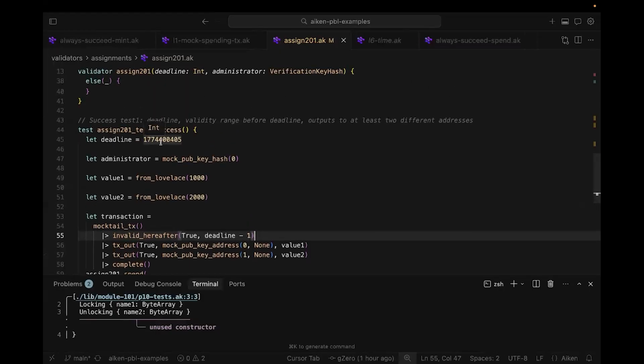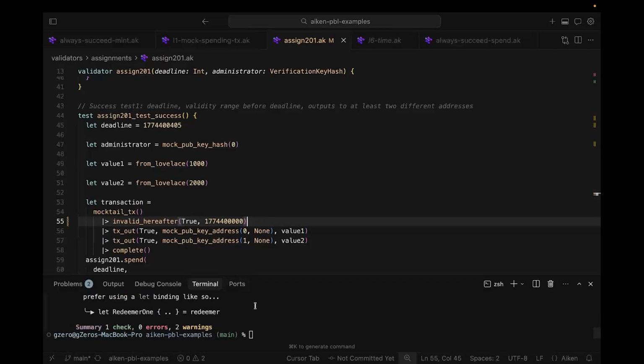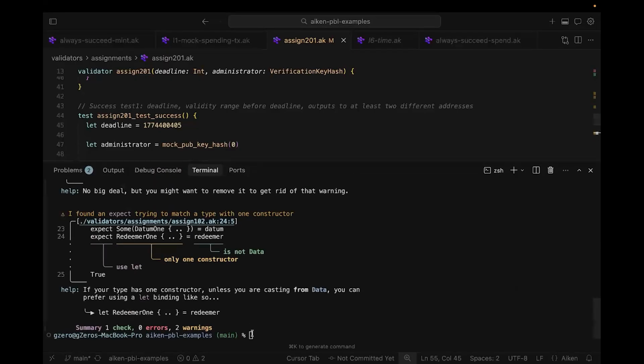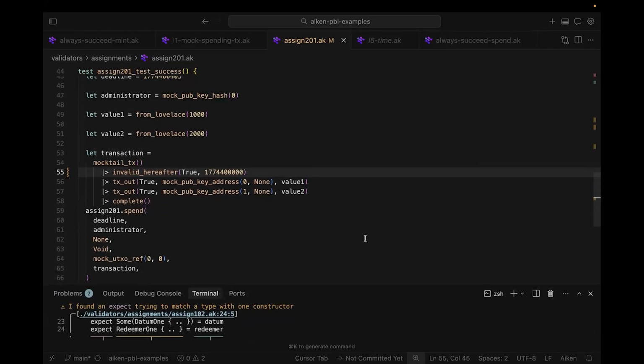Let me test one more thing. So this is the deadline, right? I'll copy this number and change it to three zeros here. This should also pass. Let's see if it is true. There you go, it is true. So now I understand Ahmad's magic -1. I feel pretty good about this. I kind of understand it.